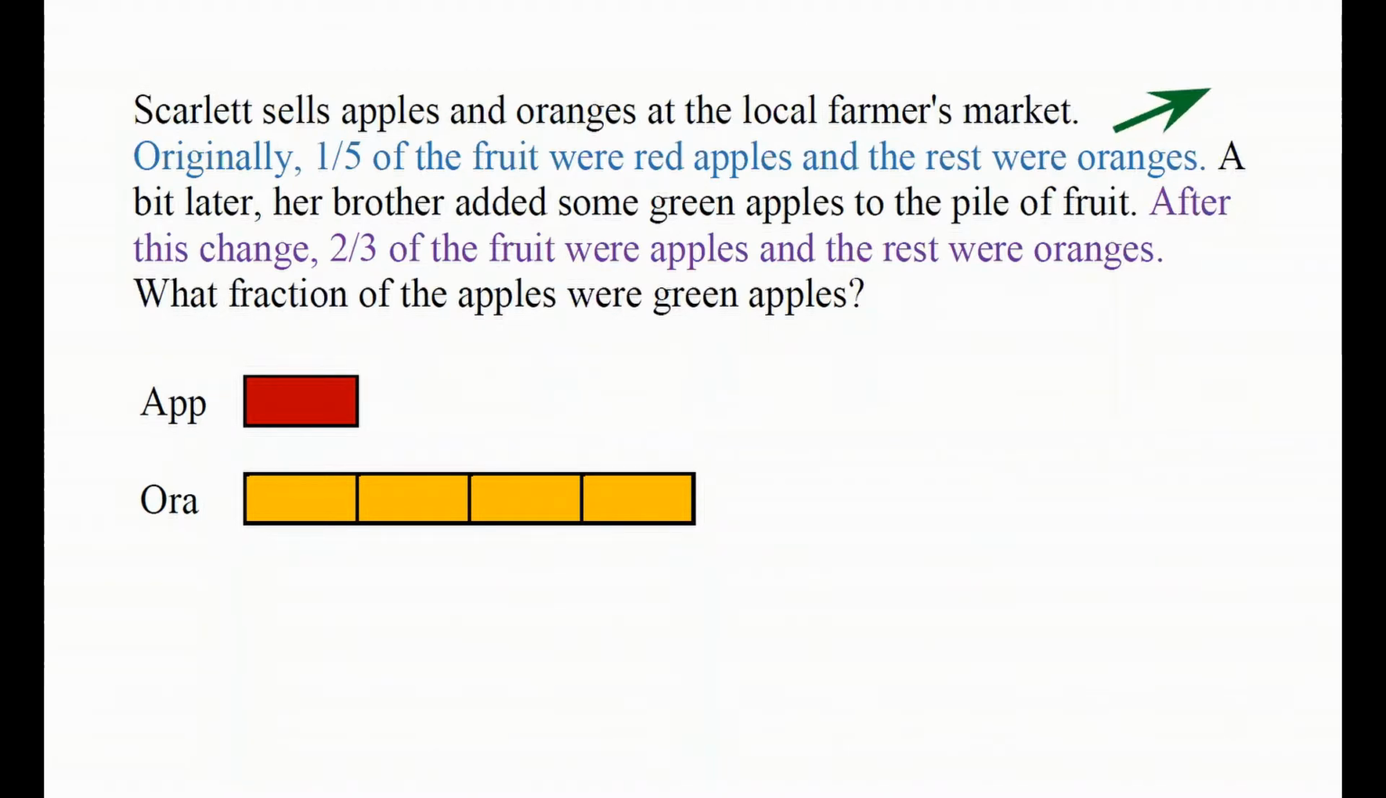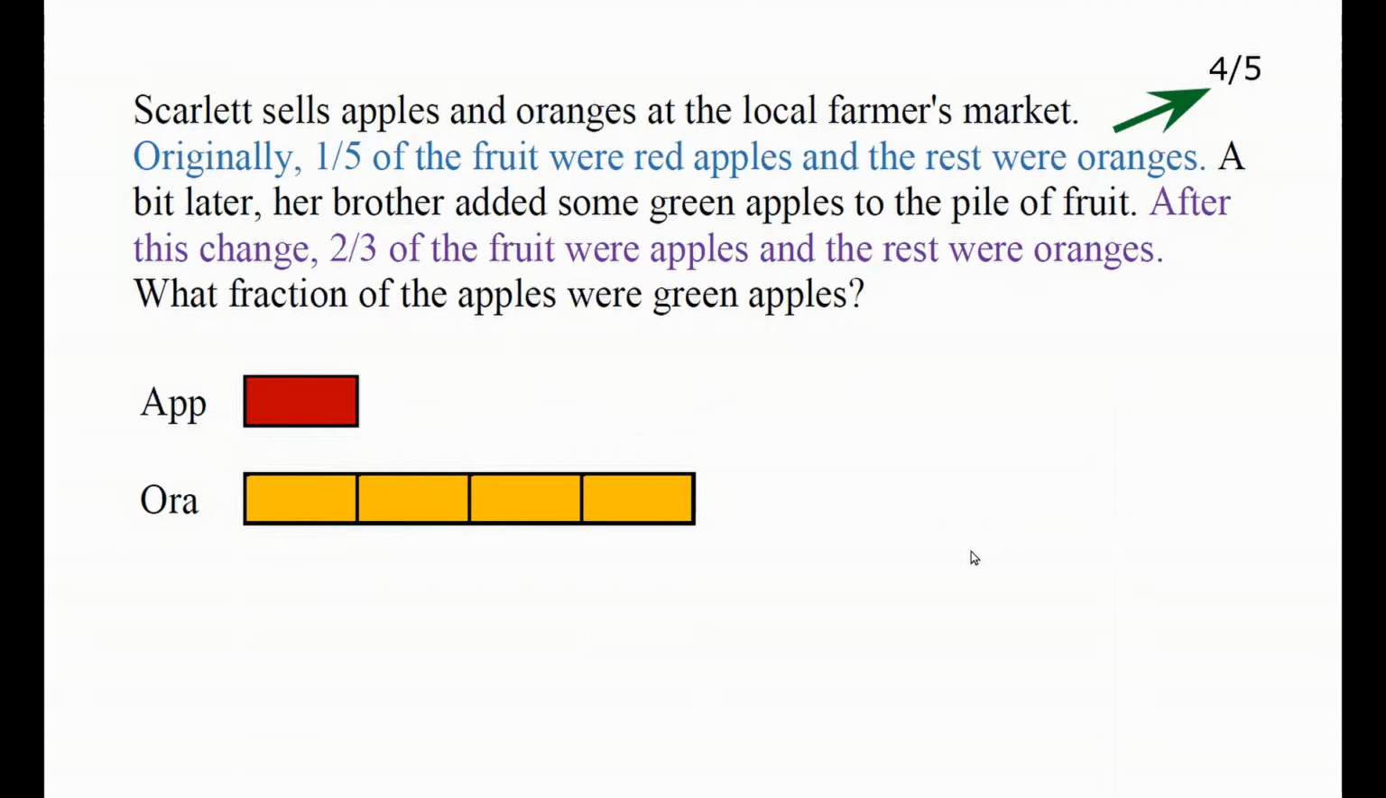This tells me if 1/5 of the fruits were apples, 4/5 must be the portion that represents oranges. That's why I have 4 rectangles to represent my oranges and 1 rectangle to represent my apples. And at this point in time, there were only red apples. Then what happens? Somebody, Scarlett's brother, adds some green apples, and this changes the balance.